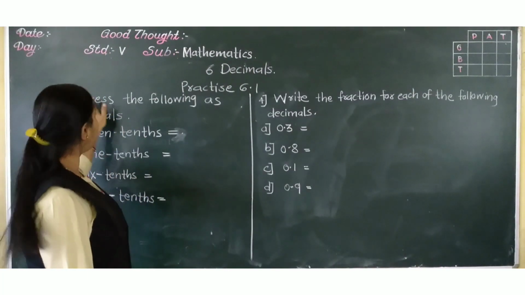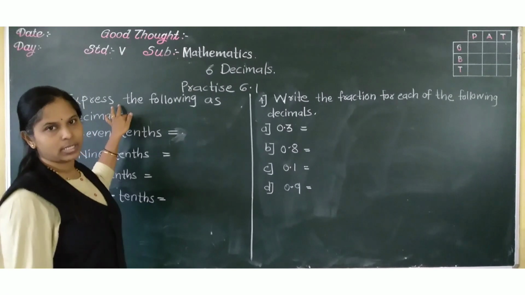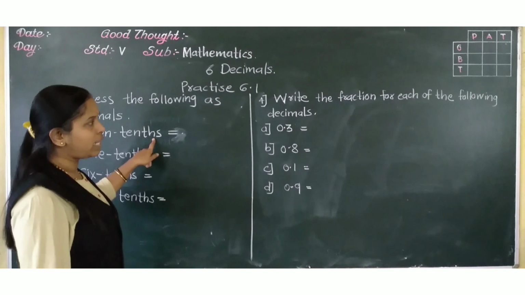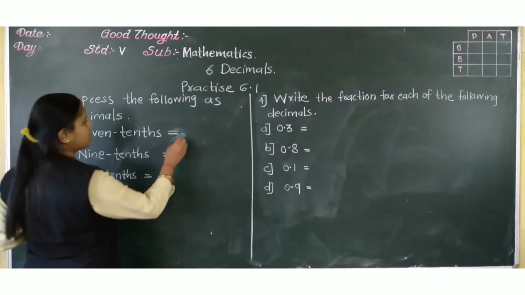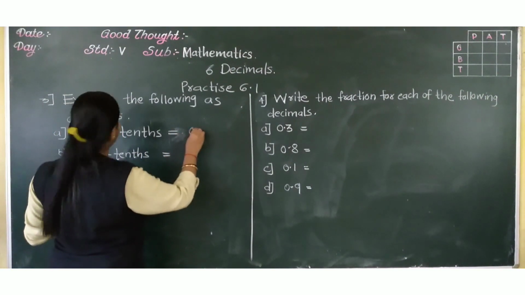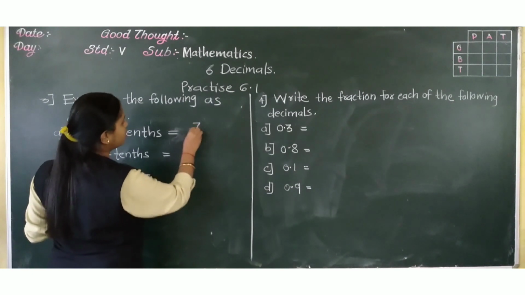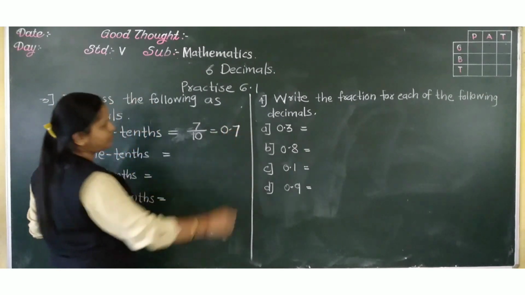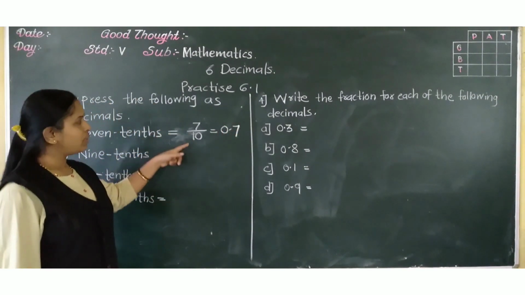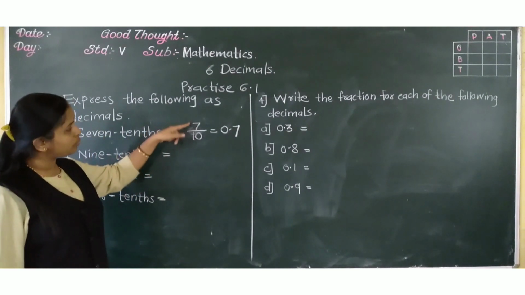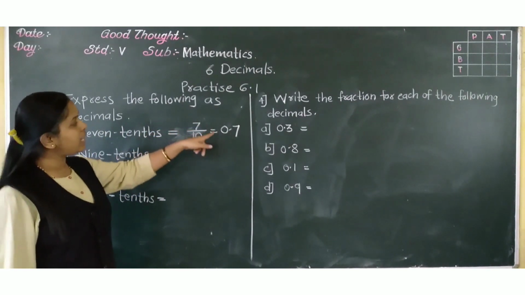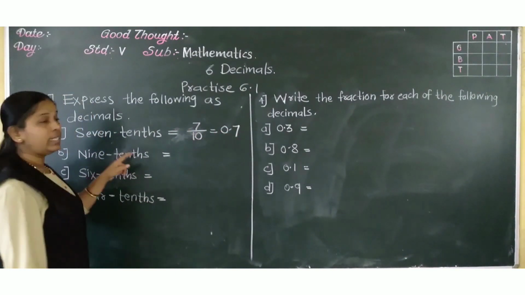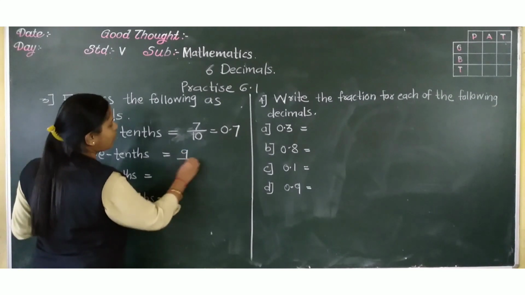Question number 3. Express the following as decimals. Okay? So 7/10. How to write it as decimals? 7/10 means 0.7. Okay, see here, 7/10. How to write? Like this. And decimal how do we write? 7/10, 0.7.